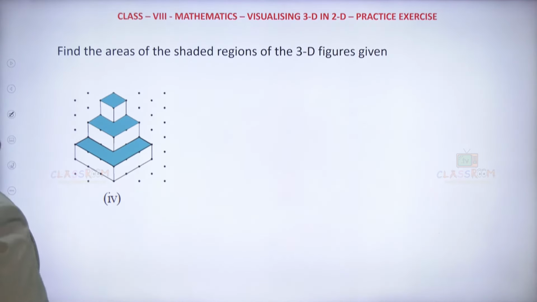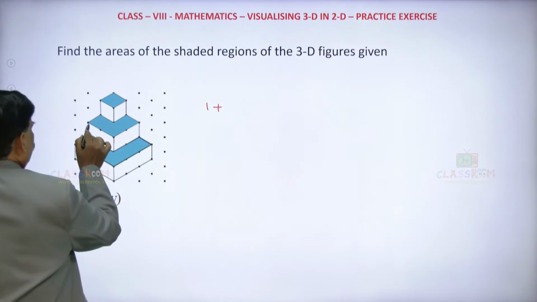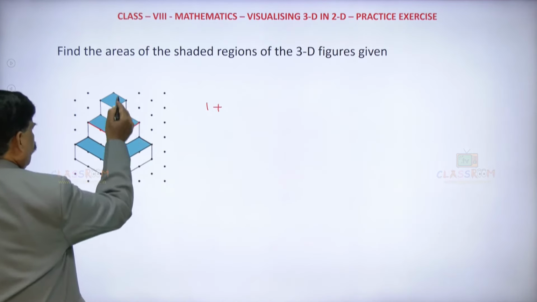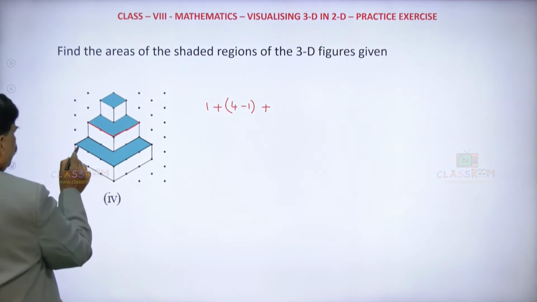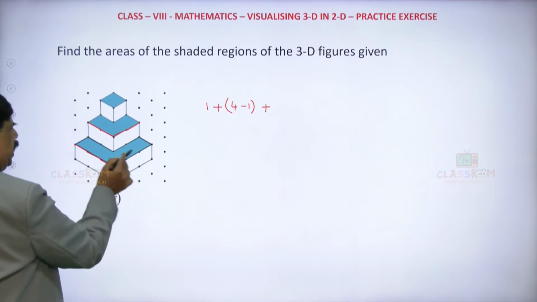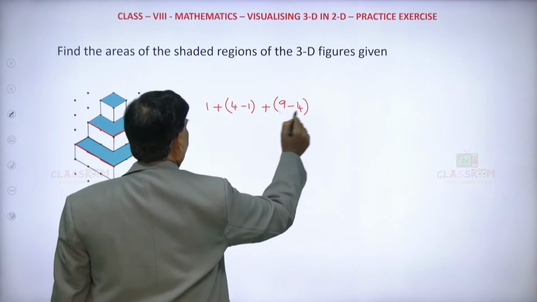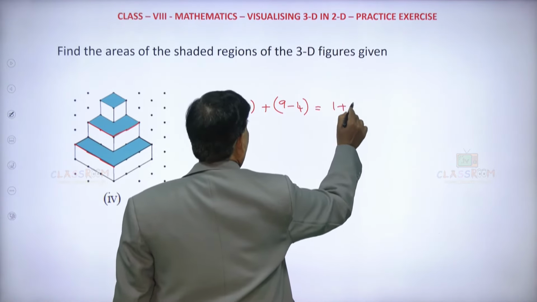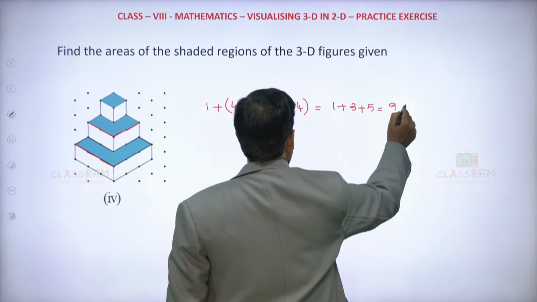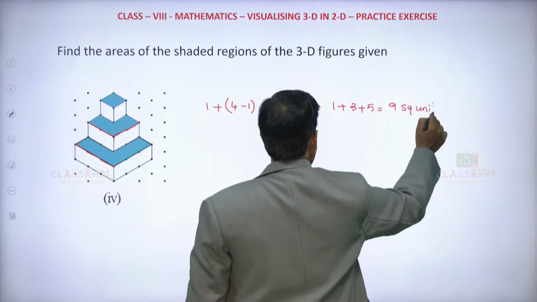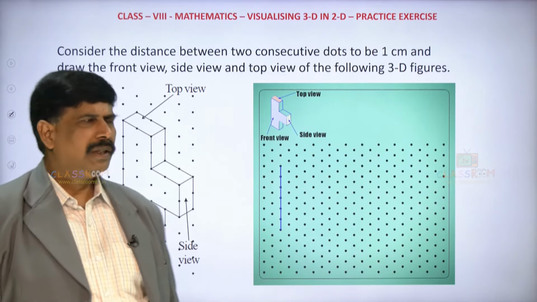So here, this is 1 by 1. So it is 1 plus. This is 2 by 2. That is 4 minus 1. We have to subtract that. Plus. This is 1, 2, 3. So 3 by 3 is 9. 9 minus the above one is 4. So it is 1 plus 3 plus 5. So 4 plus 5, 9 square units. The area of that figure is 9 square units. Clear? See the next one here.